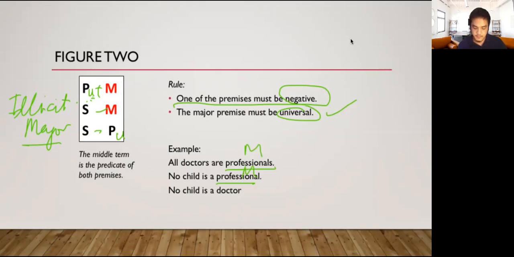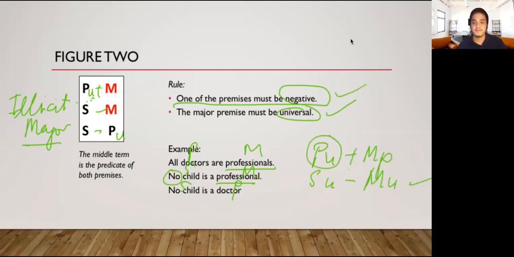So we have P, S, and then S and P. So we have PU plus MP, SU minus MU. Okay, at least we followed one rule, the first rule: one of the premises must be negative. And we started with a universal major premise. And then we have SU minus PU.